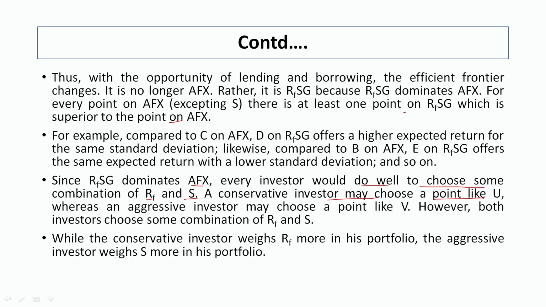So while conservative investors weight RF more in their portfolio, aggressive investors would weight S more in their portfolio. So S is basically the risky assets, and RF is the risk-free instrument. So it depends upon the characteristics or risk tolerance of the investor, how he is going to choose the optimum portfolio. So when we incorporated the risk-free instruments in the efficient frontier, we are able to see that the frontier changes from the curved to a straight line, and on that straight line the investor is able to choose his optimal portfolio depending upon his risk appetite.